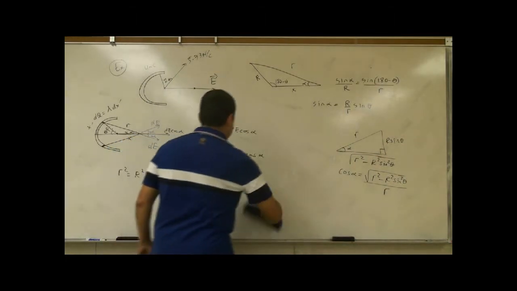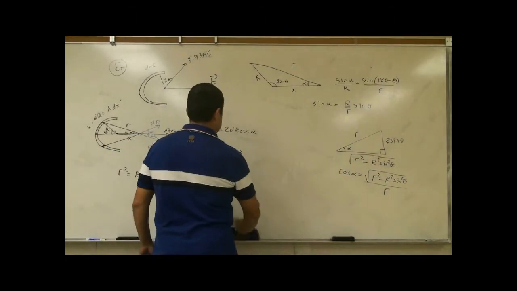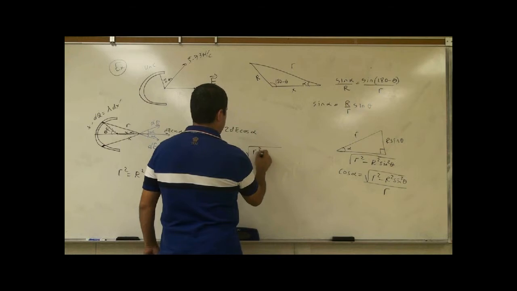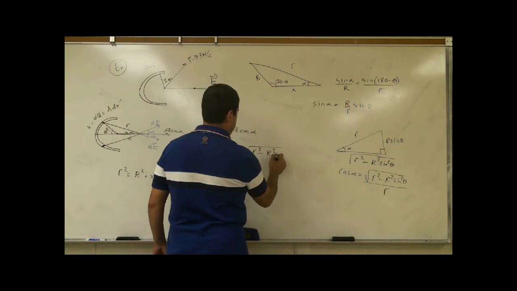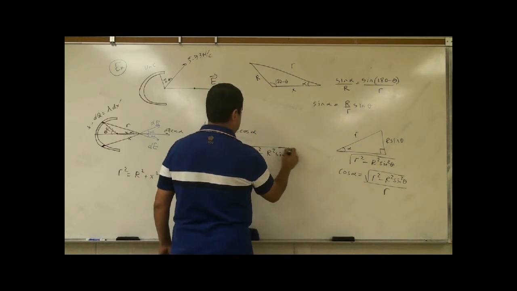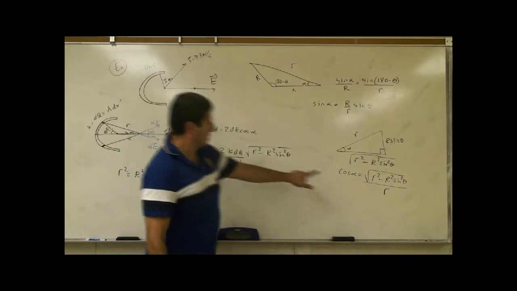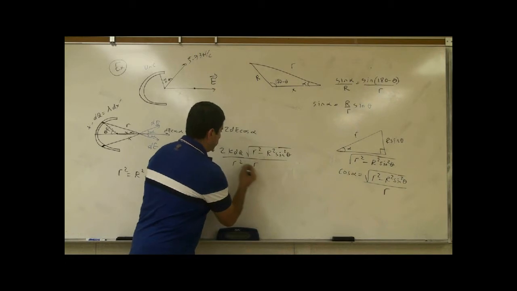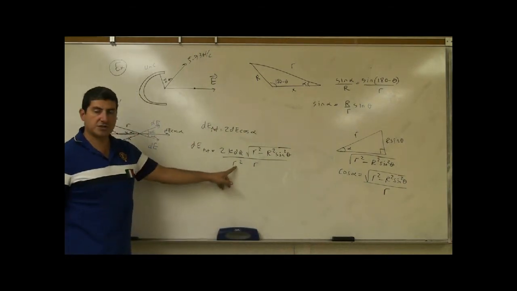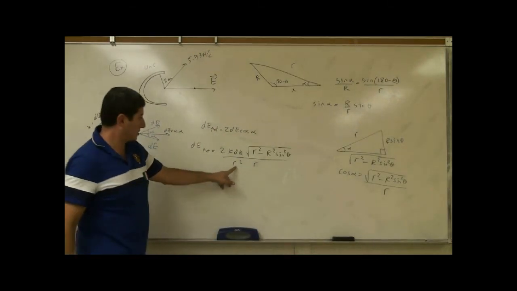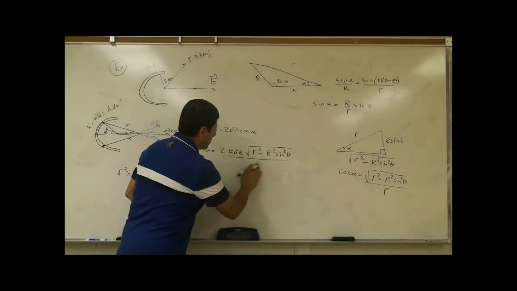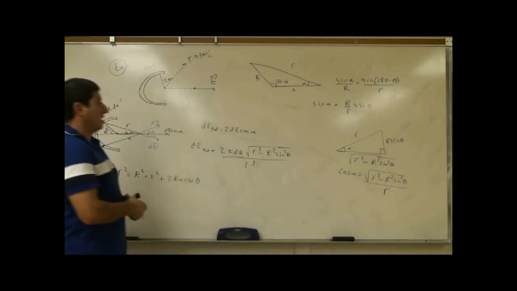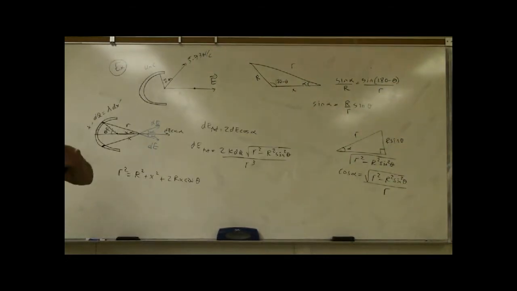So let's put that in. Square root of r squared minus r squared sine squared theta, divided by r. So it'll be what? Basically, the denominator here turns out to be r cubed, right? R squared times r, so r cubed. So we're almost there into making this integrable, right?